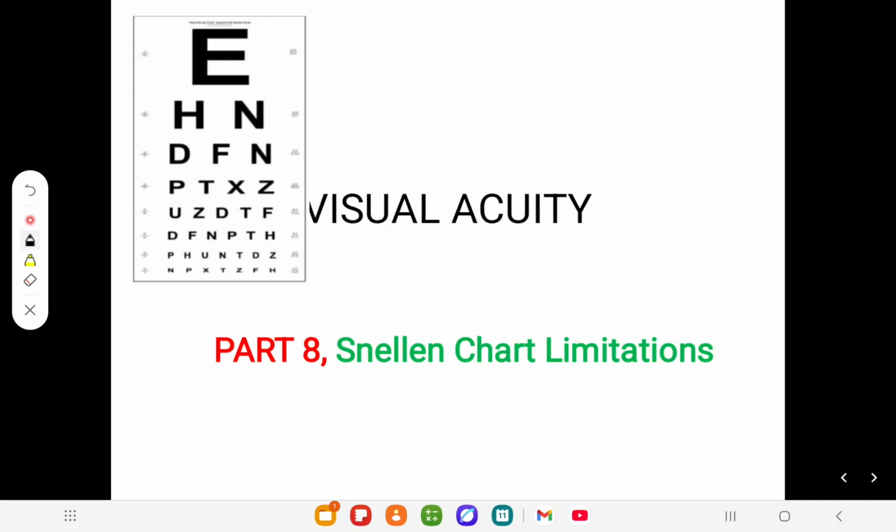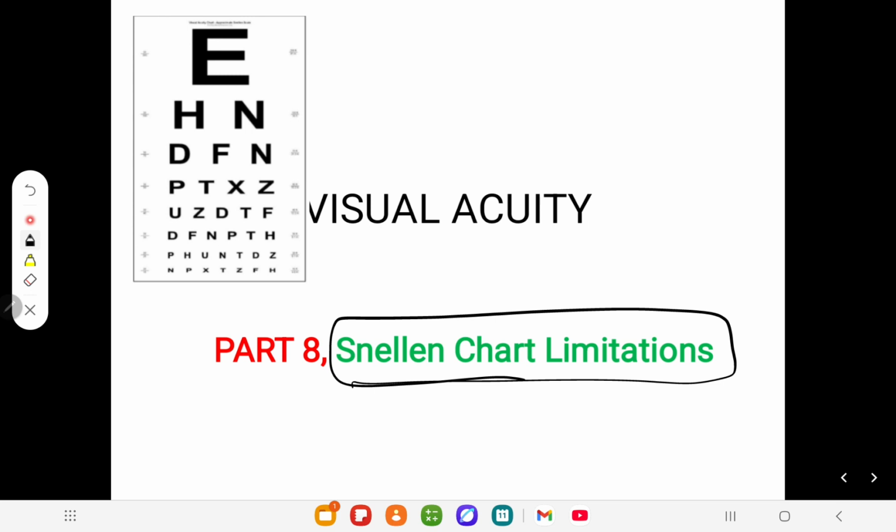Okay, today we are going to discuss the Snellen chart's limitations. It's a very important question. I always used to ask students about the Snellen chart's limitations and, at the same time, what is the basic benefit of the ETDRS chart. Let's move on, and we will discuss the ETDRS chart later. I think visual acuity will take 15 parts. I'm going very slow.